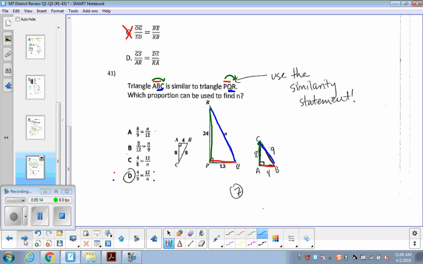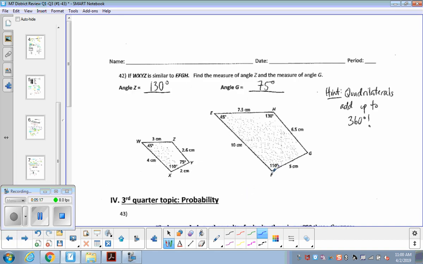Okay? For question 42, there is a hint that I've got here that you might not actually need, but all quadrilaterals do add up to 360. So if we're trying to find angle Z over here, we could just add these up and subtract it from 360. But we're told that these two quadrilaterals are similar. And we can look in the similarity statement to see that angle Z corresponds in the last spot to angle H.